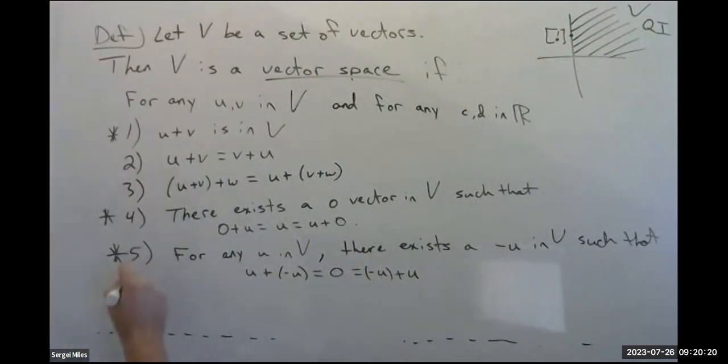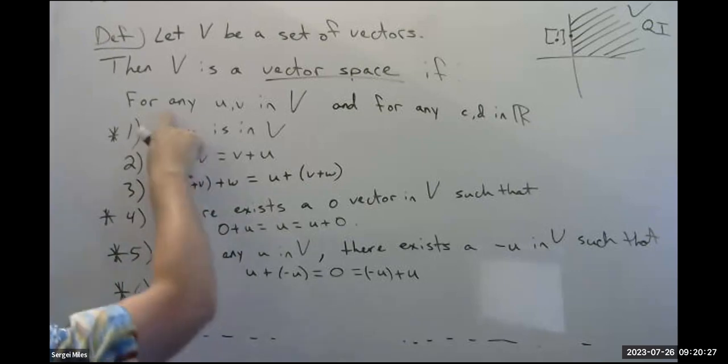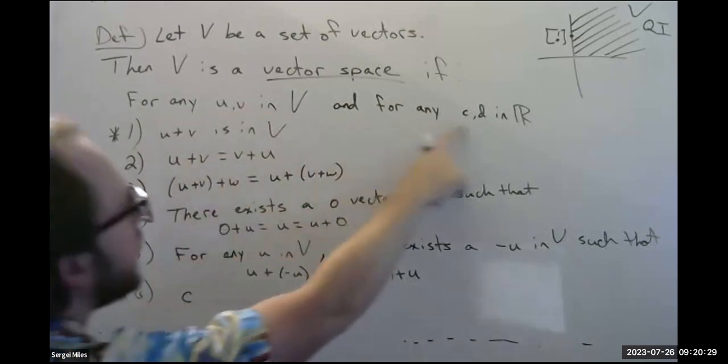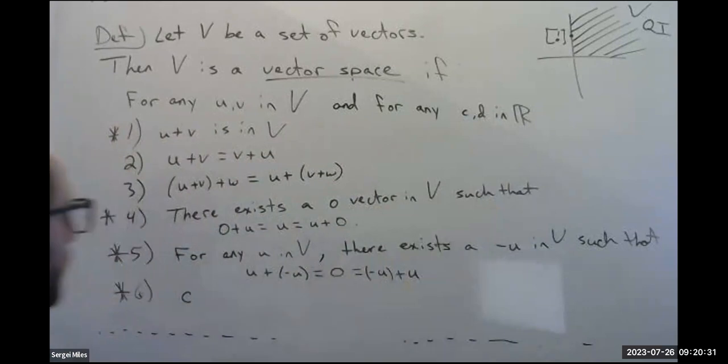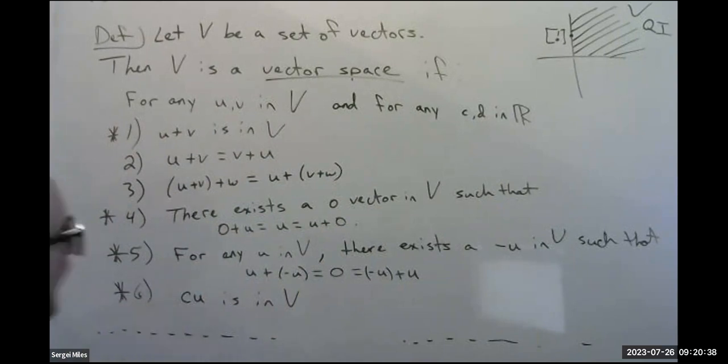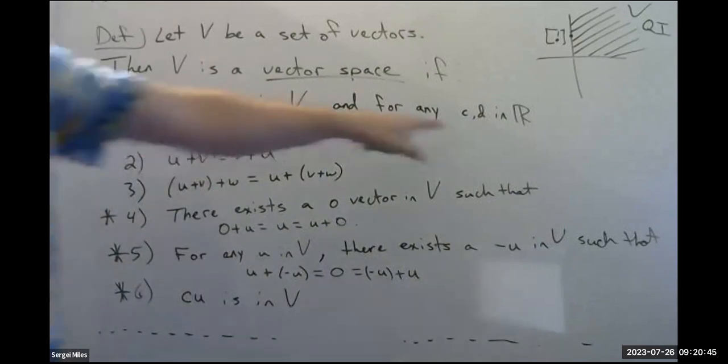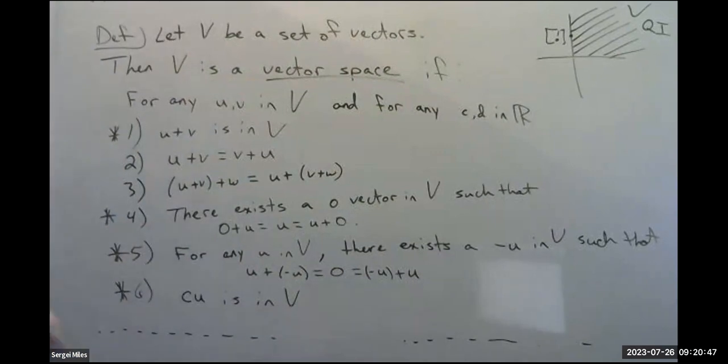6. And this one's also key here. So remember, we're saying for any vectors in V and for any constants C and D in R, we want CU is in V. This one's also important. We're saying if I take a vector, I want to be able to multiply it by any scalar I want. This is any constant real number. I want to be able to multiply it by any real number I want, and I want the result to still be in the space.